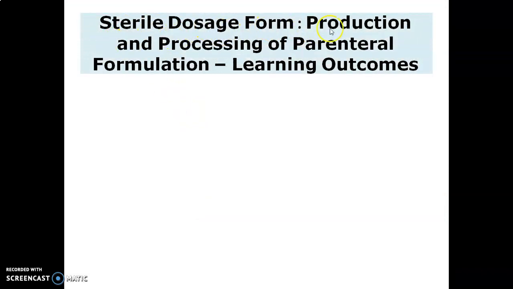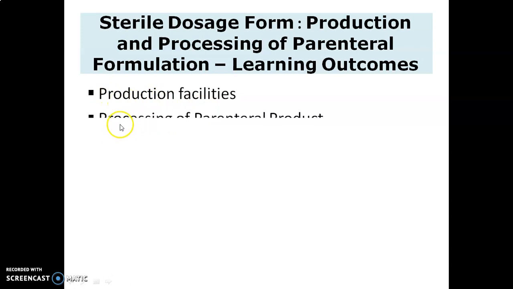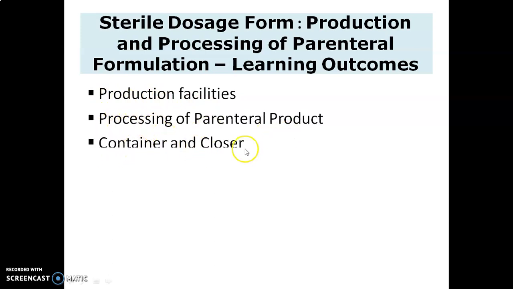Then the sterile dosage form, that is, production and processing of parenteral formulation. Learning outcomes are production facilities, then processing of parenteral, and container and closure.